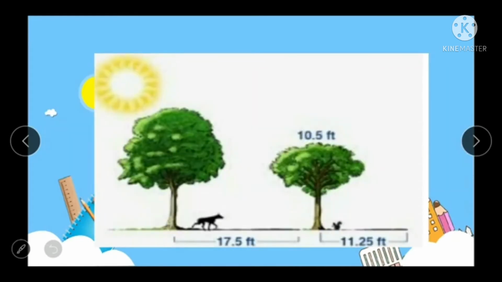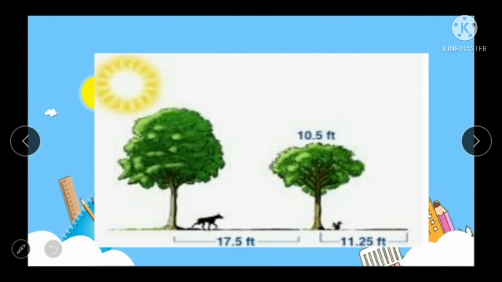In this picture, I have two trees. One has a height of 10.5 feet and the length of its shadow is 11.25 feet. The other tree has a shadow length of 17.5 feet, but the height is not known to me. Now in this problem, we have to use the concept of science. When the radiations coming from the sun fall on some objects, they make a shadow, and the shadows of different objects increase or decrease in the same proportion as the position of the sun changes with time.